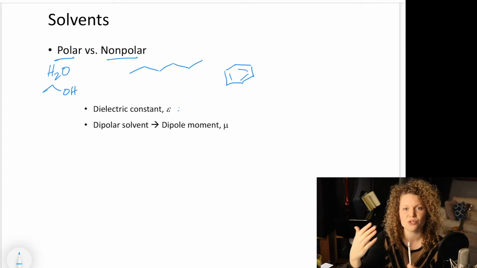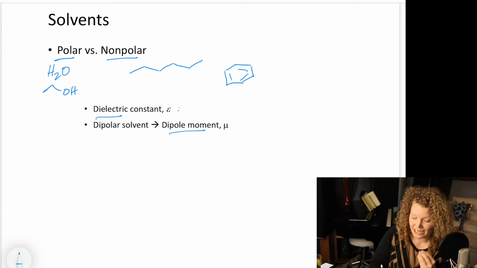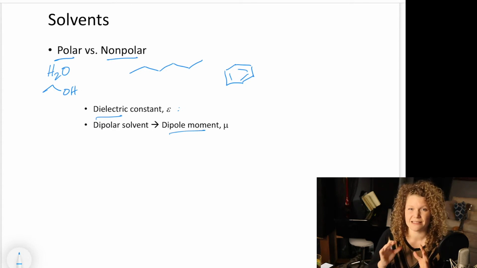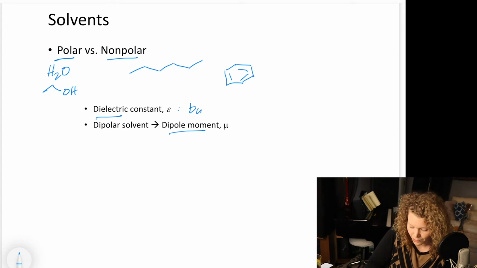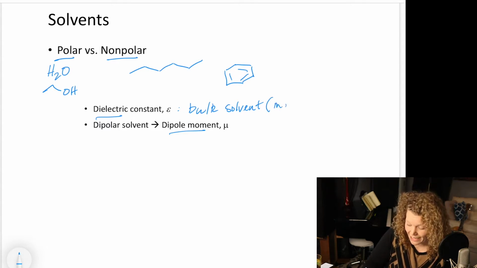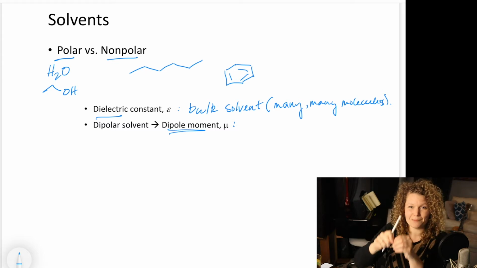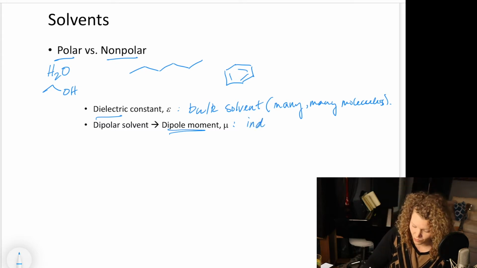There are two factors that describe the polarity of a solvent: their dielectric constant and their dipole moment. The dielectric constant is actually describing the bulk solvent. So when you think dielectric constant, think a lot of molecules. So we're looking at many, many molecules together. And when we think about the dipole moment, we're actually just looking at one molecule. So it's the individual molecule.